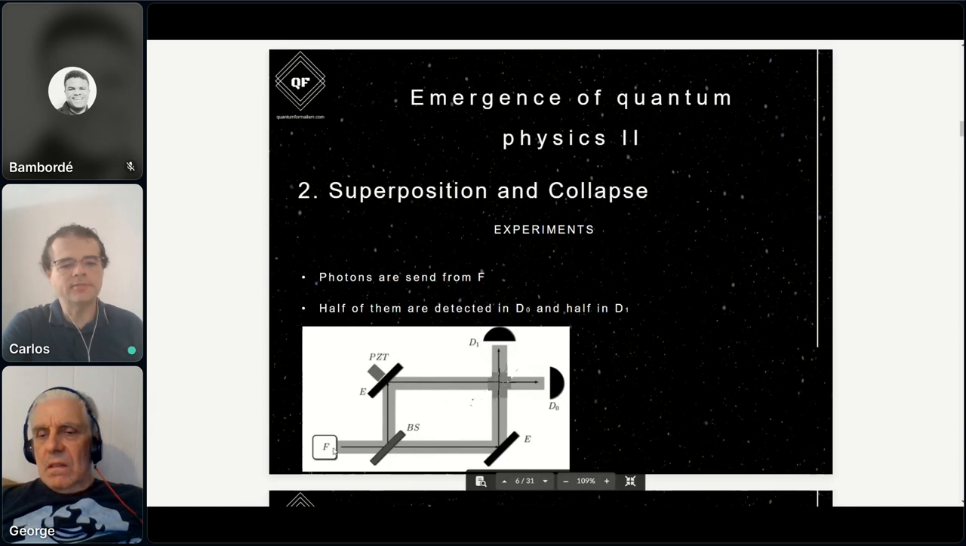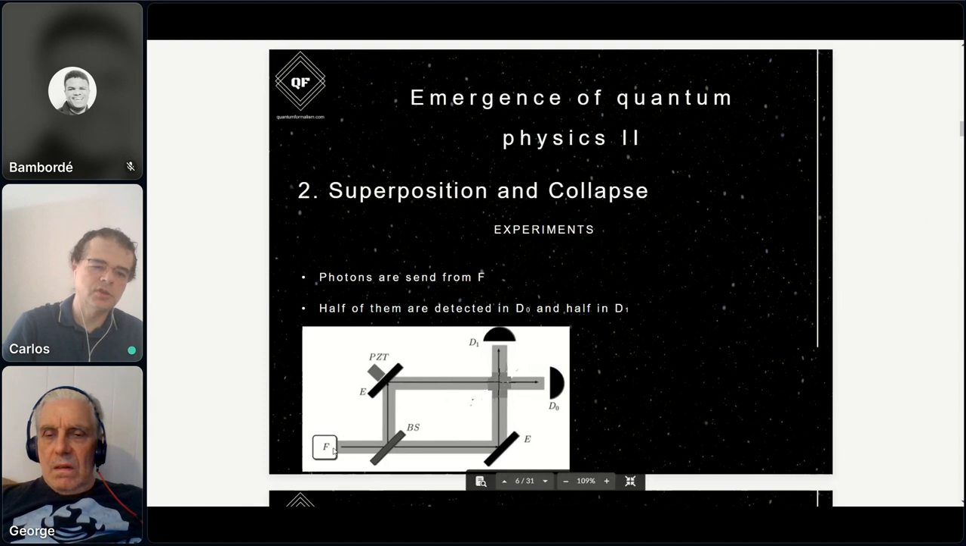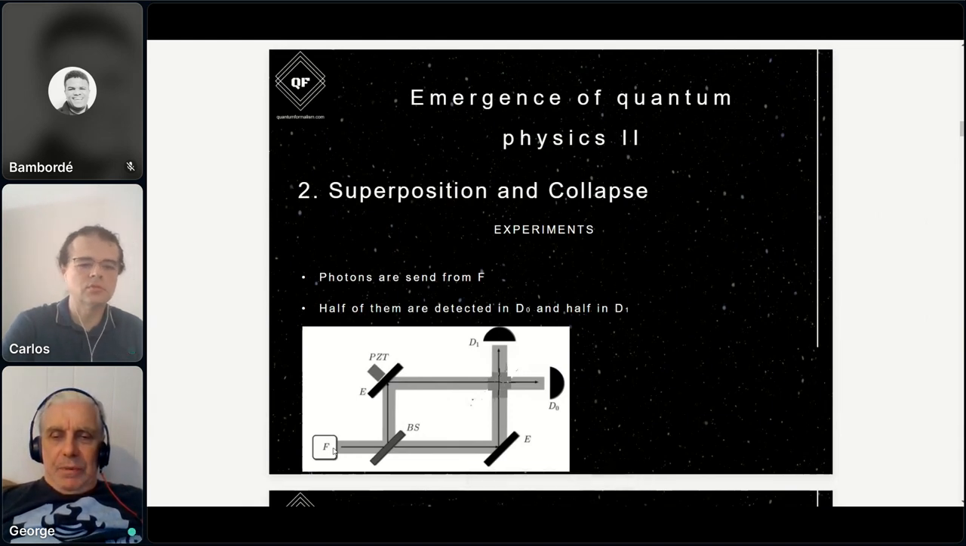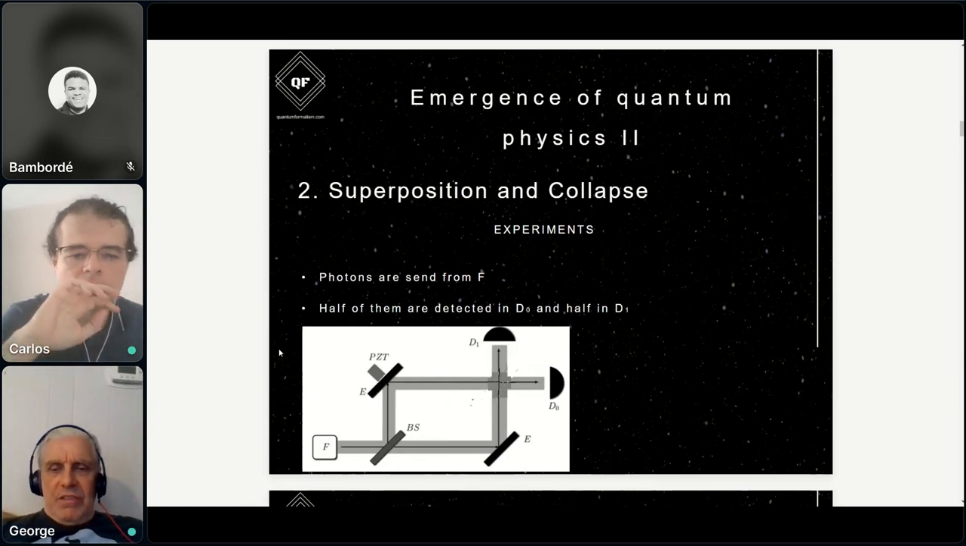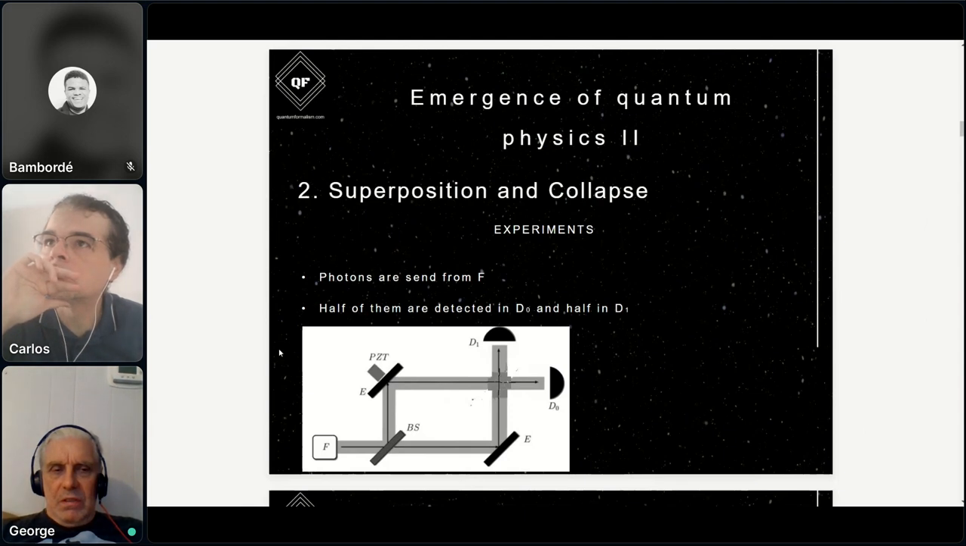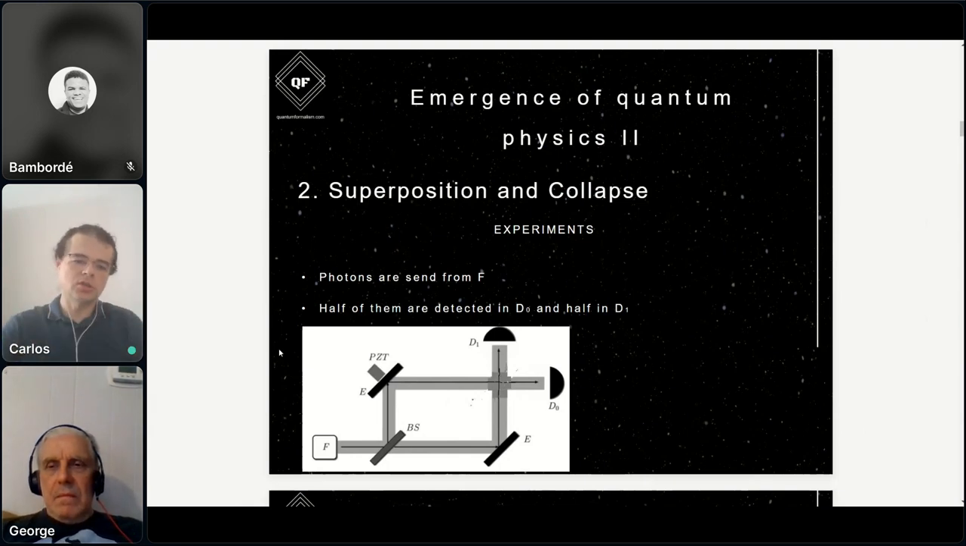So the first thought experiment that we can think of is to send a photon here. Is this 50% important? Do you mean the beam splitter? In this case, yes, because I want the same probability for the photon to be transmitted and the same probability to be reflected. It's not always that you can find beam splitters with the same probability, but in this case, yes.